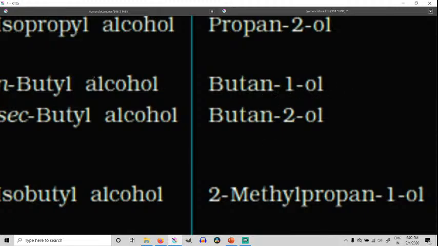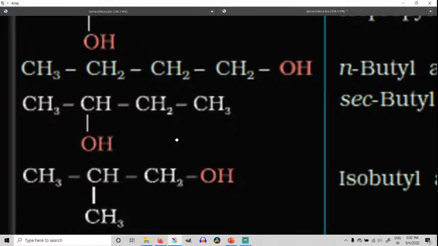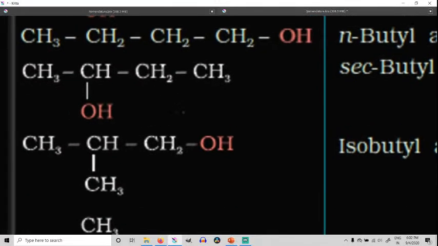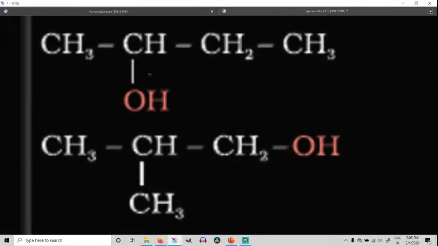Yes, I will explain once again. Understood this? Okay. Let's discuss the second case, you will understand better. You can see in this case, and once again I am making it bigger so that you can see this structure. You can see 1, 2, 3, 4. Once again there are 4 carbon atoms. But this time you can see that OH is attached where? On the second carbon atom. When you start counting from here, this is the first carbon atom, this is the second, this is the third, and this is the fourth carbon atom.